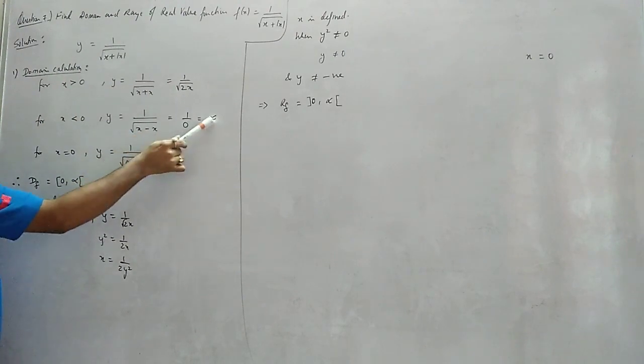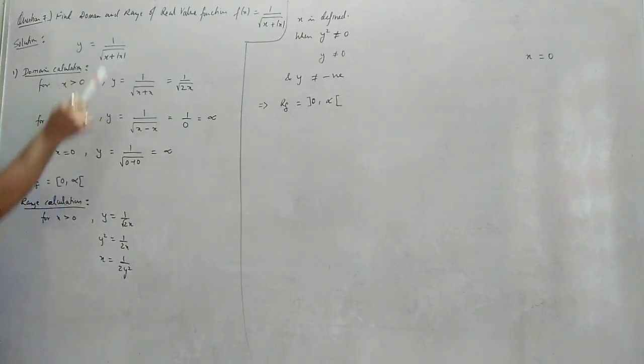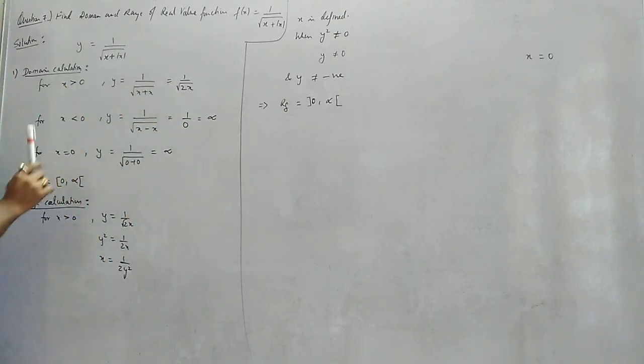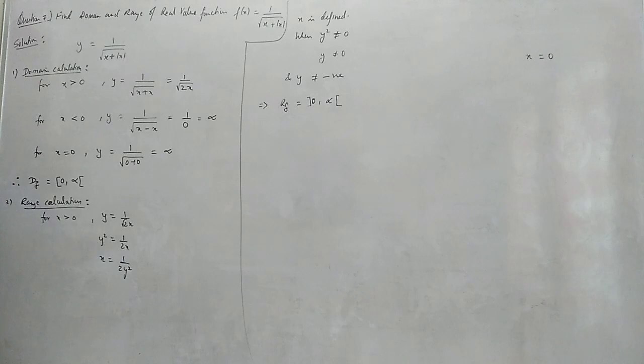This becomes 0, infinity. That means for x less than 0, y is not defined. And for x equals 0, again you substitute, infinity. ध्यान से क्या पता चल रहा है कि अगर x less than 0 डालूंगा not defined आ रहा है, equals to 0 डालूंगा not defined आ रहा है. So what is domain? Those values of x for which y is defined.